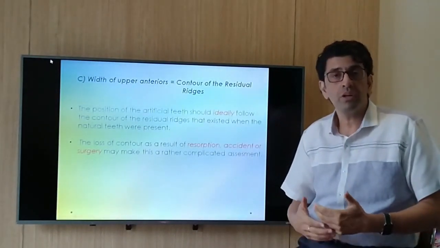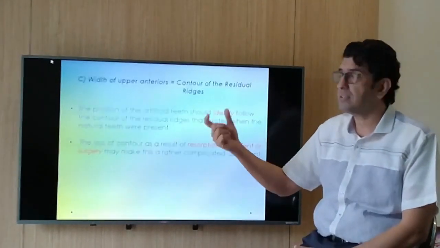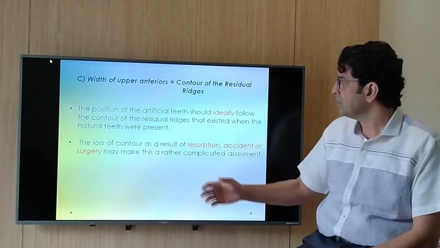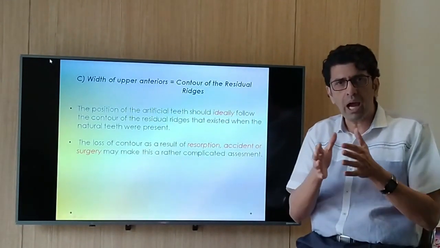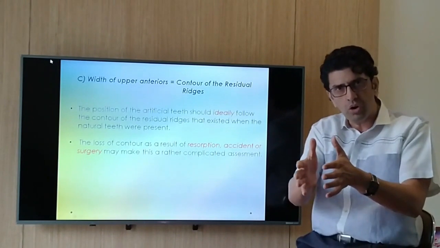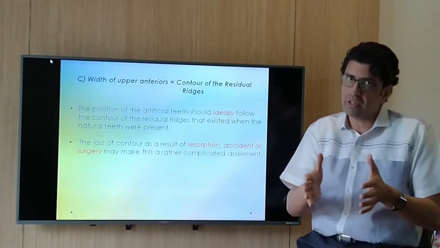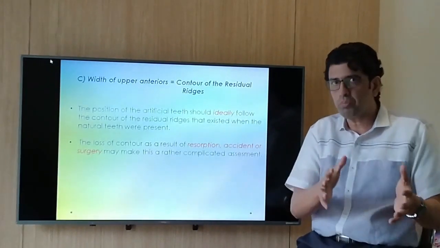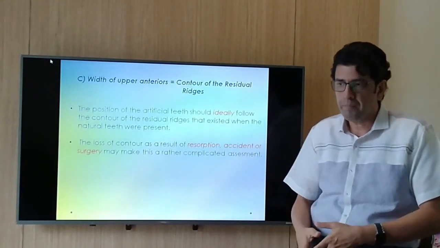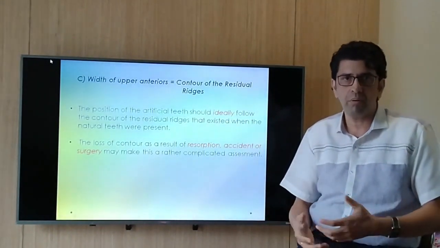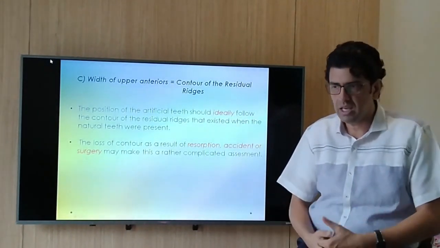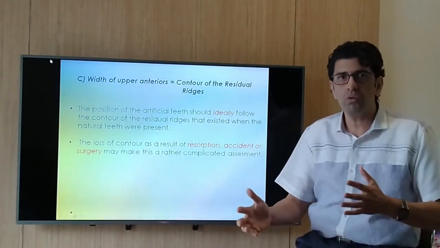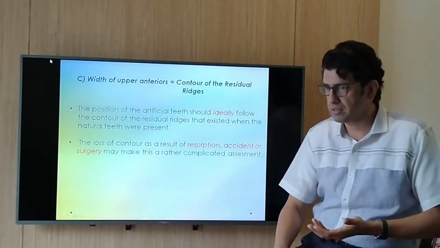how does the contour of the residual ridges help you? Okay, so the width of the anterior teeth can be again determined or can be guided by the contour of the residual ridges. See, the position of the artificial teeth should ideally fit into or follow the contour of the residual ridge. That is how the natural teeth were, or where the position was when they were present. But then there's a lot of problem because there's resorption, there can be trauma from a surgery or an accident, and all of this complicates the ridge form. And because of that, we are going to have to make certain compromises.